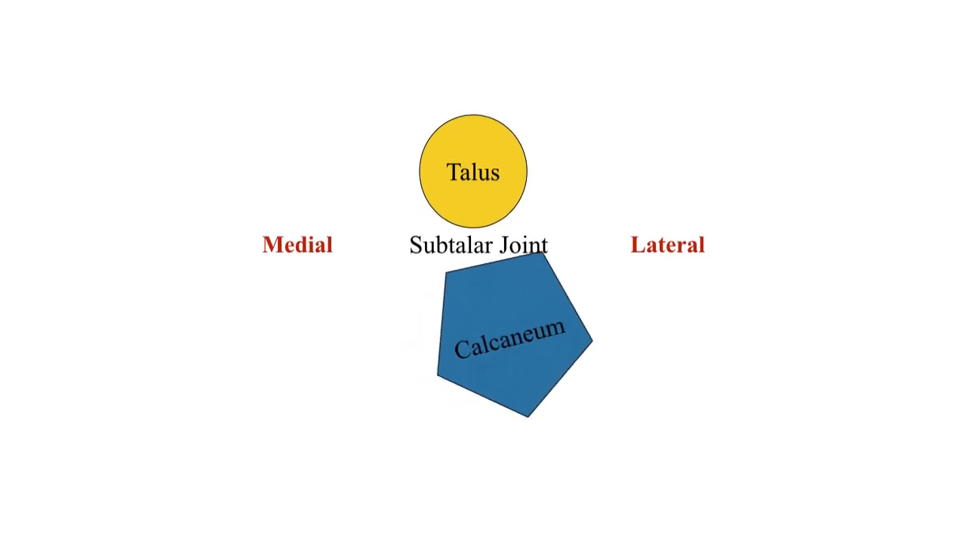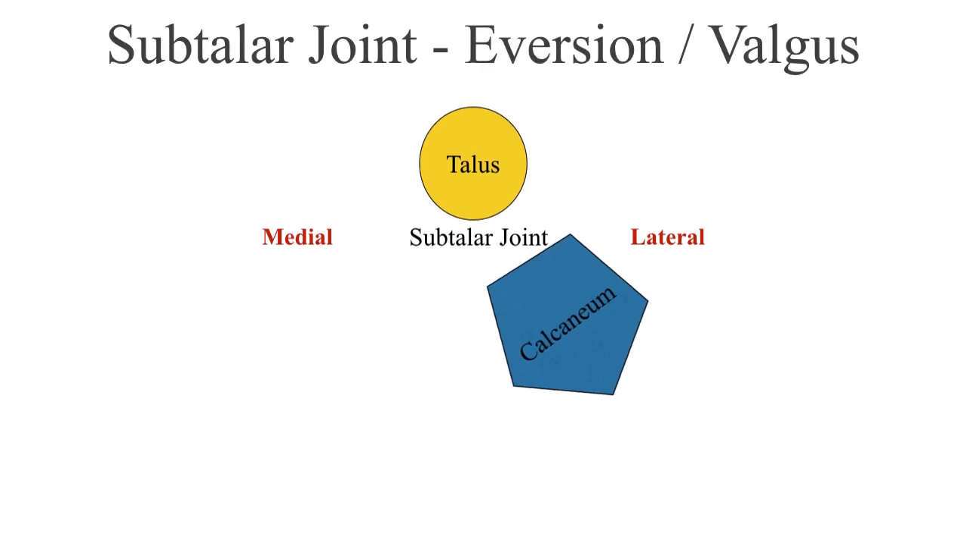Any movement of the calcaneum towards the lateral side of the talus that occurs through the subtalar joint is called eversion or valgus. Now coming to the clinical picture again, this shows the leg and the foot, that is plantigrade, and this movement of the foot towards the lateral side is called eversion.